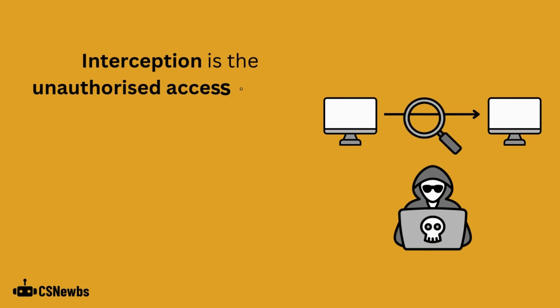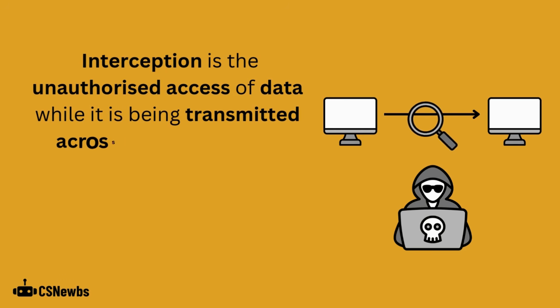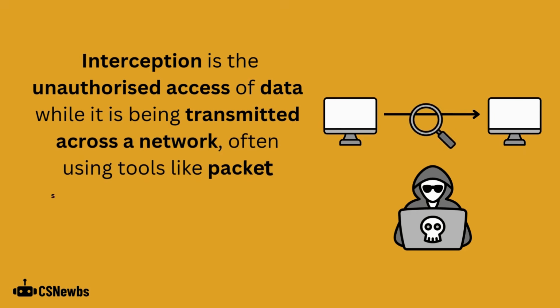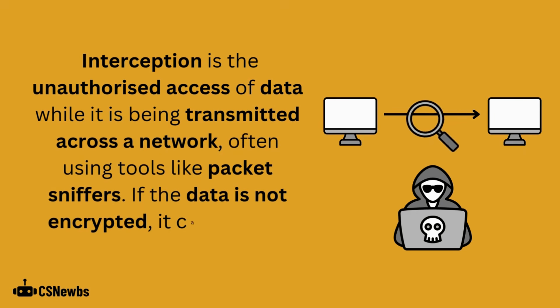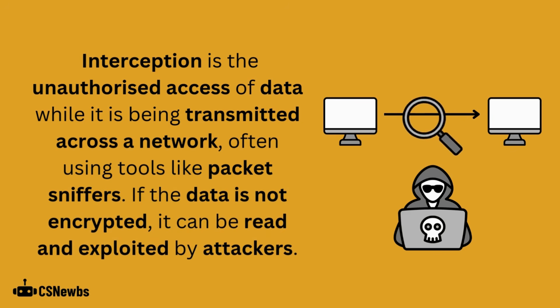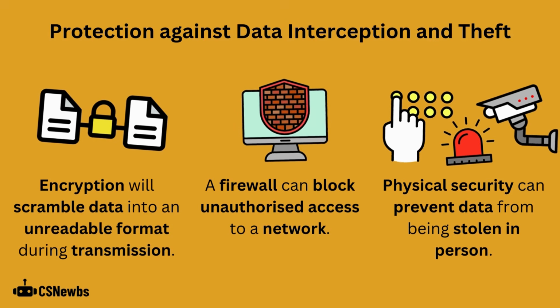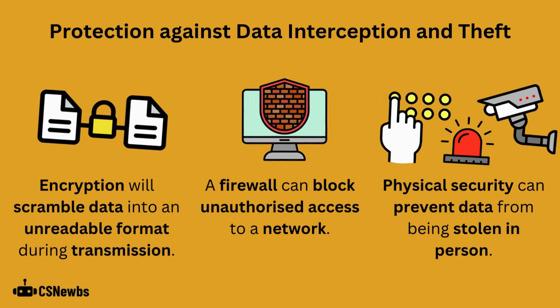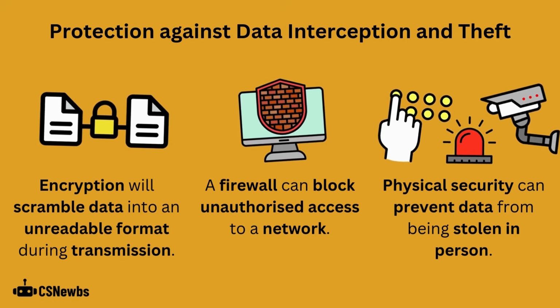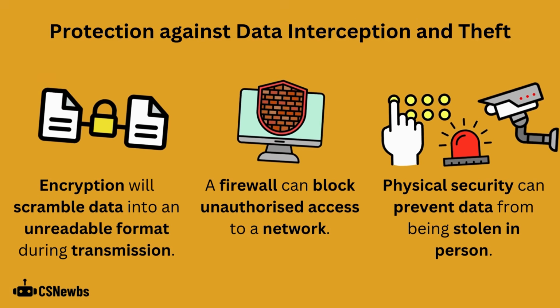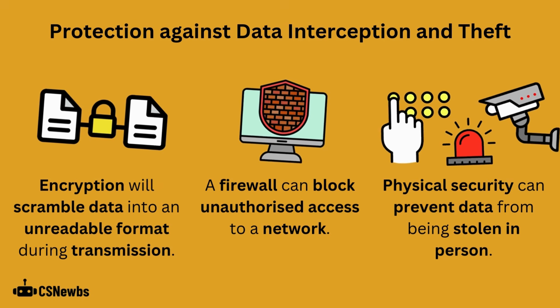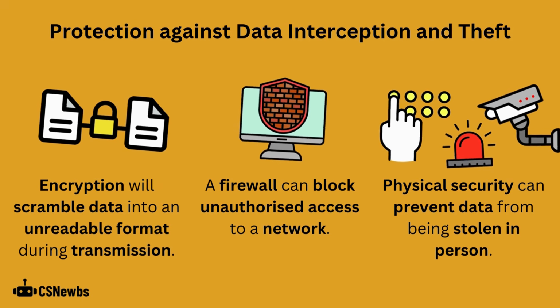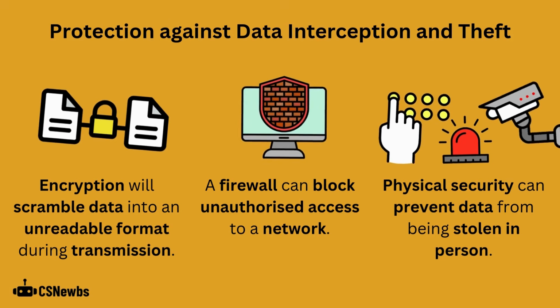Interception is the unauthorized access of data while it's being transmitted across a network, often using a tool known as a packet sniffer. If the data is not encrypted, it can be read and exploited by attackers. To protect against data interception and theft, encryption should be used to scramble data into an unreadable format during transmission. A firewall can block unauthorized access to a network, and physical security can be used to prevent data from being stolen in person.